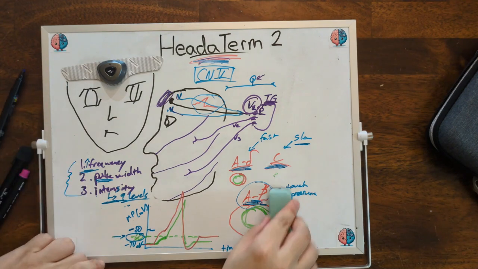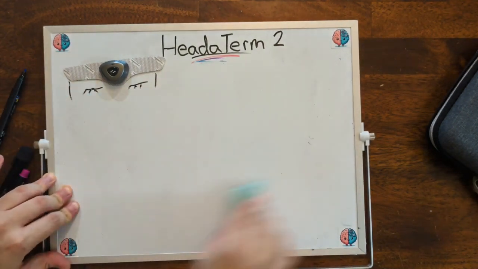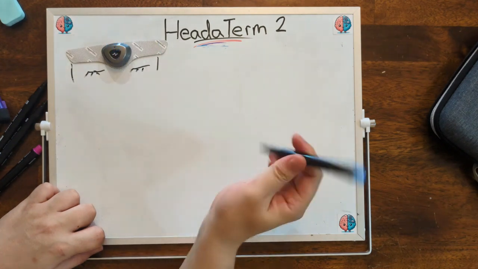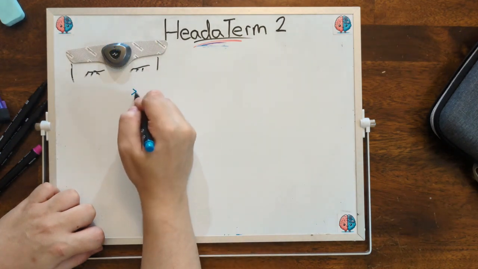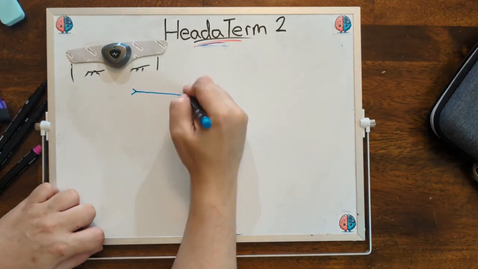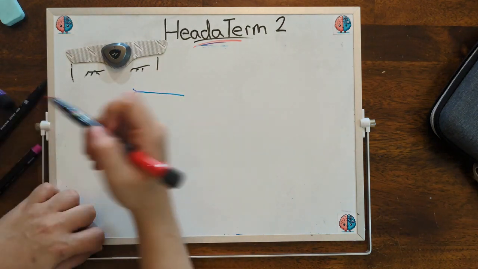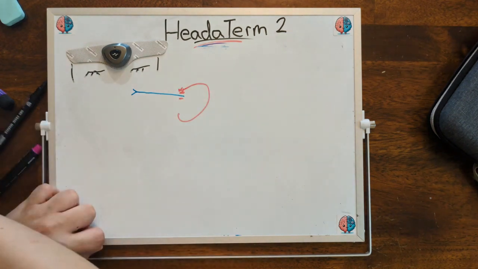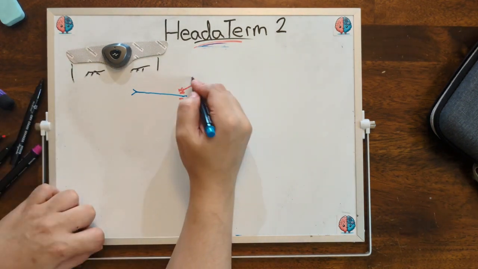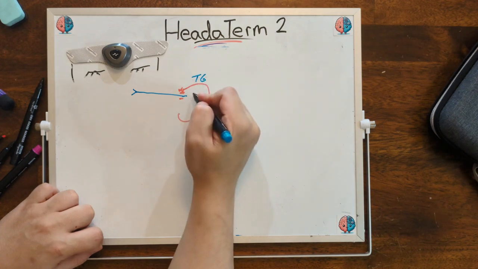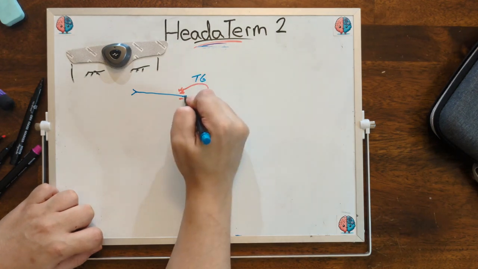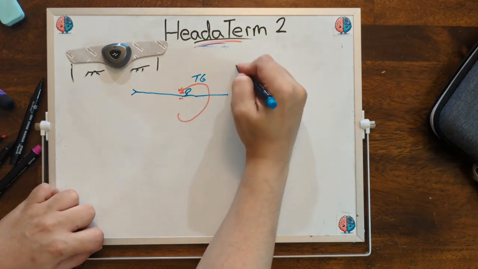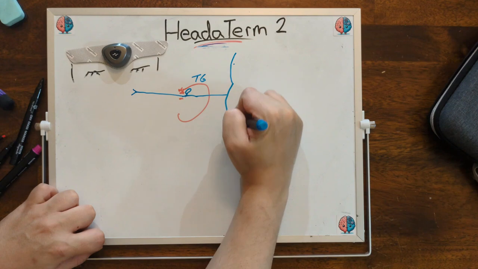So let me erase all this. So these electrical signals from HeadaTerm 2, now transformed into neural impulses, enter the trigeminal ganglia. This would be V1. Again, trigeminal ganglia is just a cluster of cell bodies that sits right outside the brainstem. So from here, they go into the brainstem. Let me draw the brainstem here, the midbrain, the pons, and the medulla.